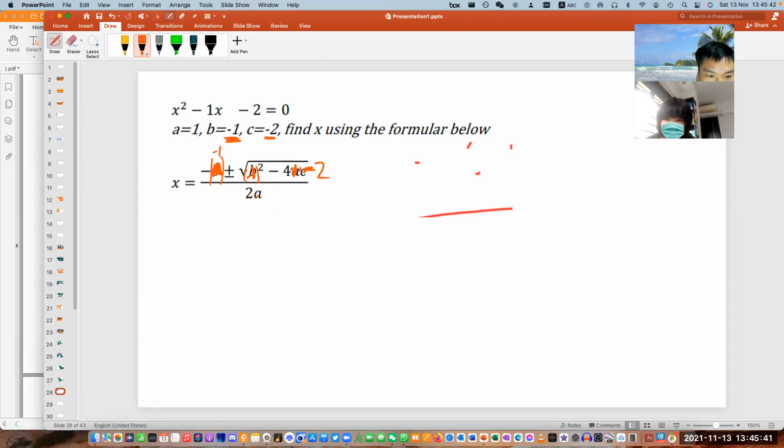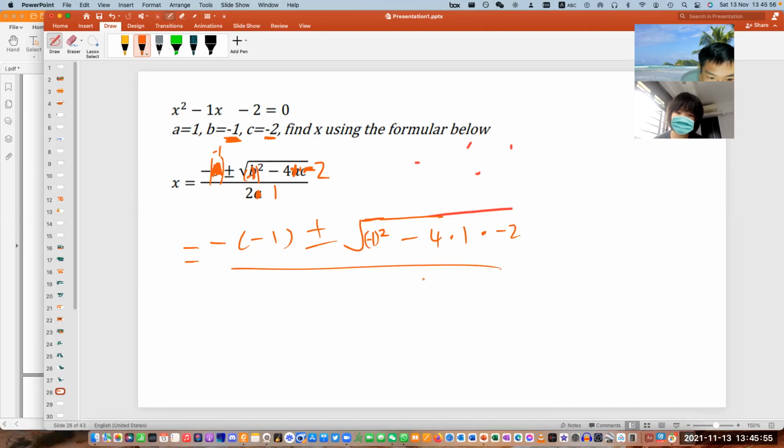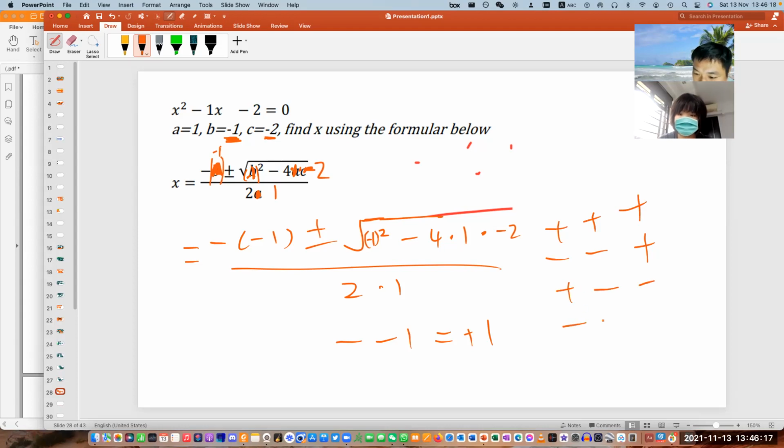Okay, so A is 1. Let me tidy it up so that you can look at it. Okay, good. If you press your calculator, (-1) squared, I think you get 1. Because just now what you said: minus times minus, you get plus. Plus times minus, you get minus. Minus times plus, you get minus. I hope you still remember this.